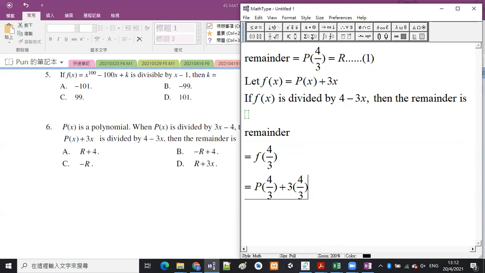You look so puzzled. It should be capital R plus, and then the second part is just a number, 4. Okay, so that is the answer.